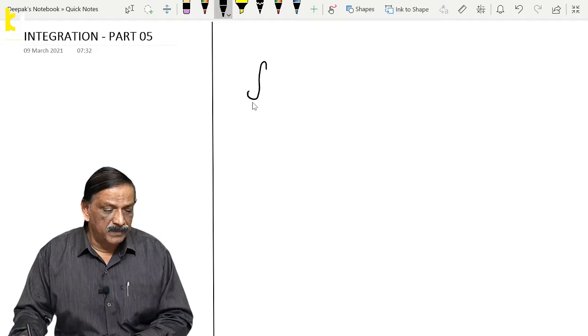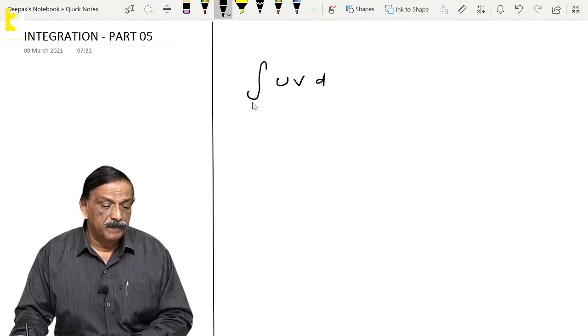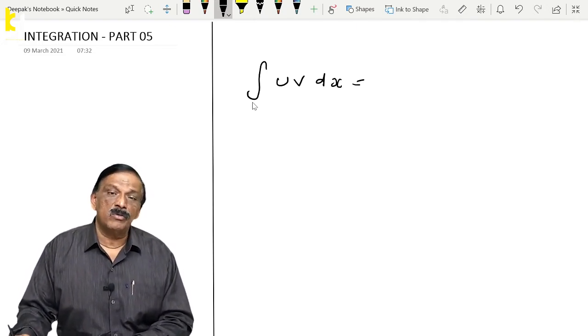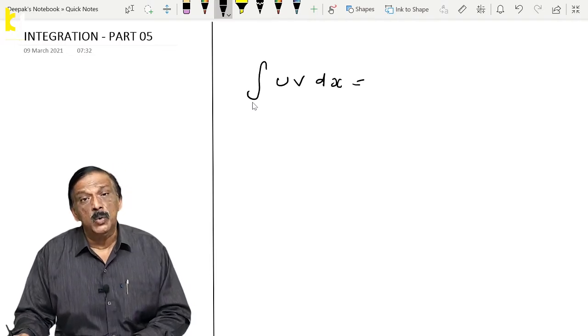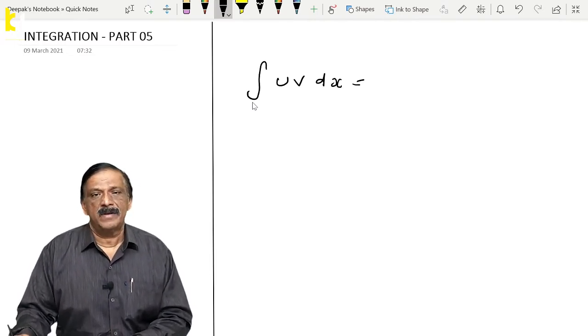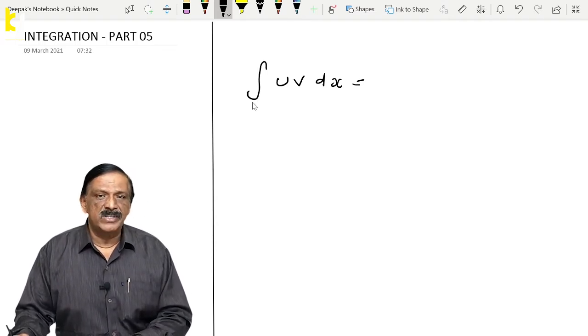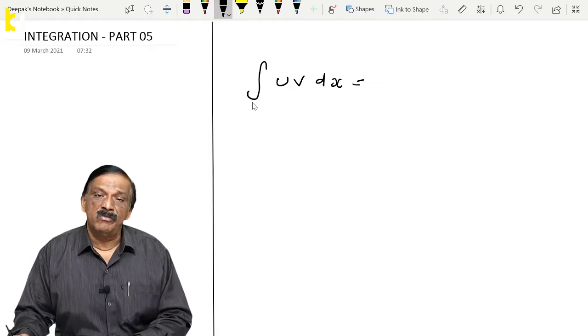Today we are going to study integration by parts, that is integral uv dx. We had already studied the product rule and the quotient rule of differentiation. Product rule: d by dx of uv is equal to u into dv by dx plus v into du by dx, where u and v are functions of x. Quotient rule: d by dx of u by v is equal to v into du by dx minus u into dv by dx, all divided by v square.